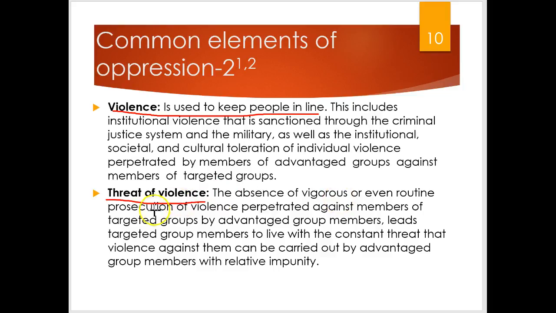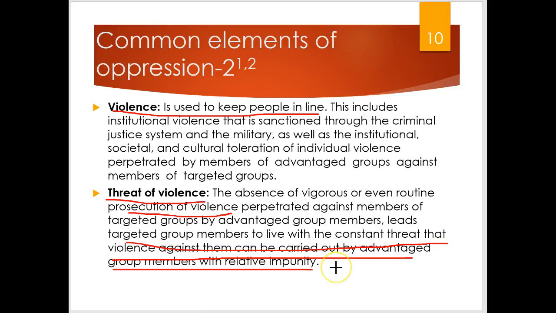Okay. The threat of violence is also a common element of oppression. The absence of prosecution, effective prosecution of people who are alleged to have committed sexual assaults, is something that we all need to be considering and taking a look at when we look at common elements of oppression. Okay. The result is that it leads targeted members to live with a constant threat that violence against them can be carried out by an advantaged group, and done so with relative impunity, with few consequences.